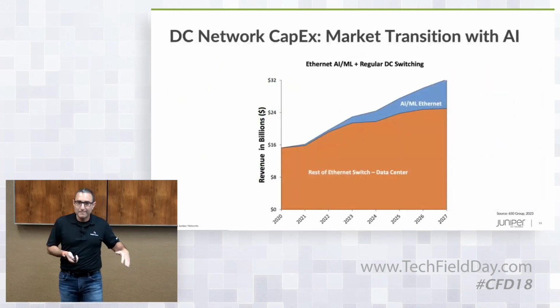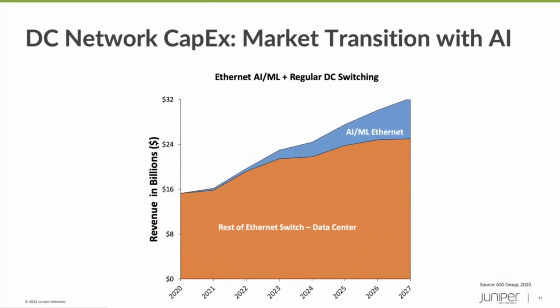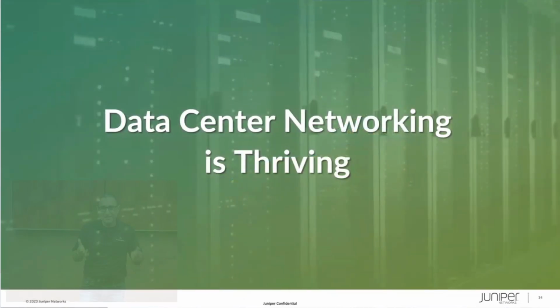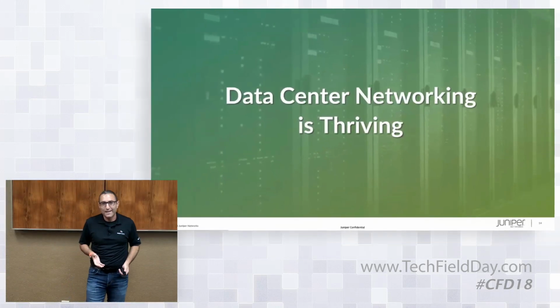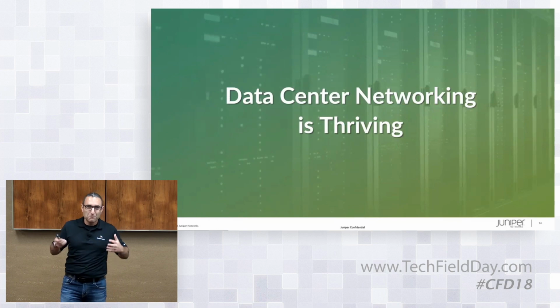And if you look at it, the data center traffic or the number of data center devices, whichever way you want to measure it, is just growing and growing through every one of these inflection points. And you can see here how AI/ML is driving this new traffic growth within the data center. And so at the end, my message is data center networking is thriving. It continues to be relevant. It continues to be core and critical to everything we do.